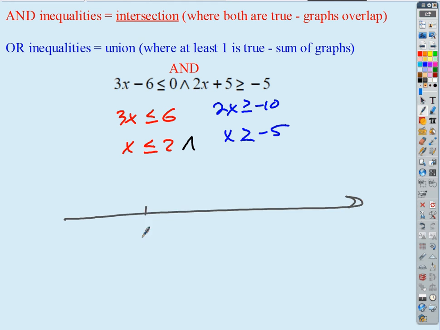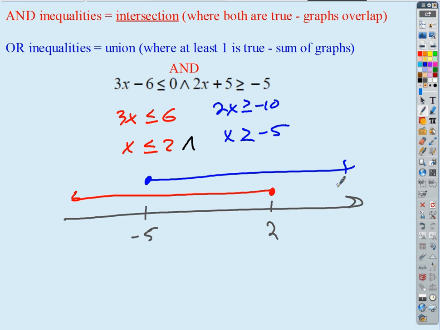So we've got numbers at -5 on the left and 2 on the right. So x has to be less than or equal to 2, sorry. So I'm going to go closed dot, right, to the left, and x is greater than or equal to -5. It's an and inequality, so it's an intersection, right? So what's my solution going to be then?